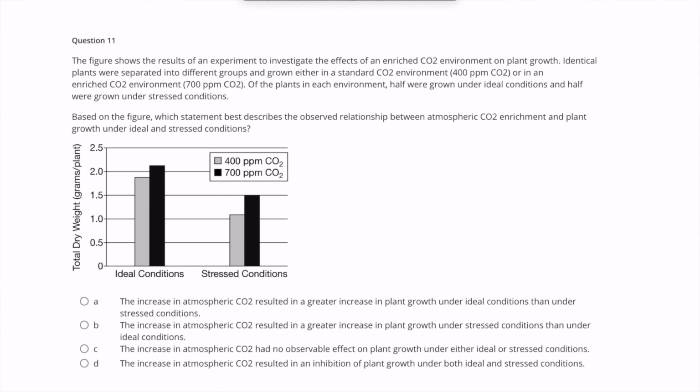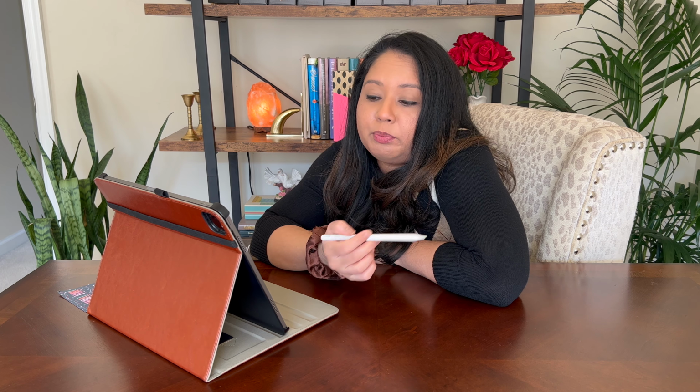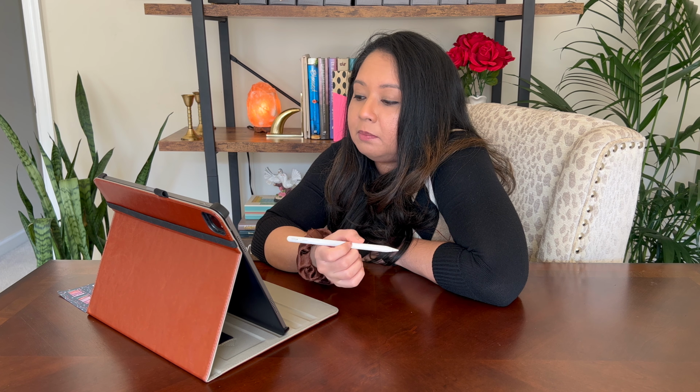Based on the figure, which statement best describes the observed relationship between atmospheric CO2 enrichment and plant growth under ideal and stressed conditions? Okay, so as you know, plants are carbon sinks. Through photosynthesis, they will take in the CO2, and that goes into building their macromolecules. And that's where you see a plant almost grow out of nothing. They're taking water and CO2 and growing. So it does have to do with macromolecules.